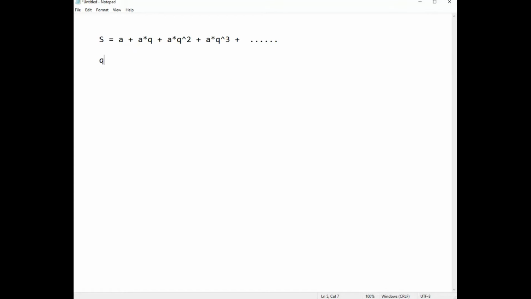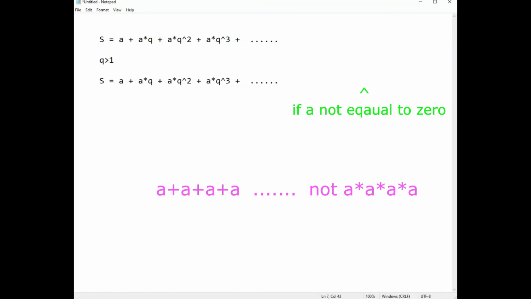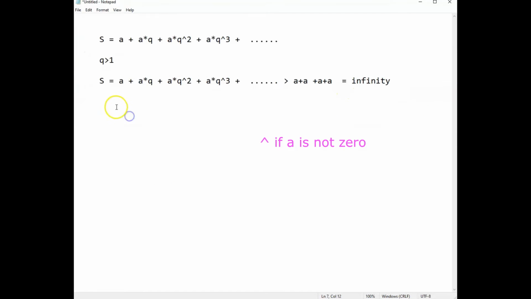Suppose q is larger than 1. Then the second item is higher than a, the third item is higher than the second, and so on, so this will be infinity if a is not 0. Let's look at another case. Suppose q equals 1.